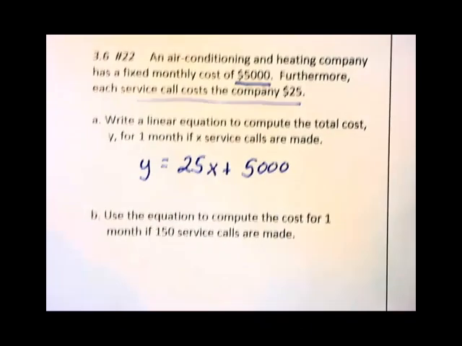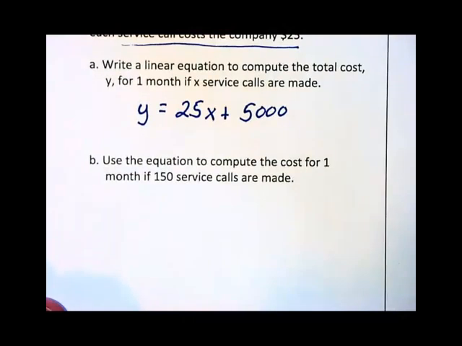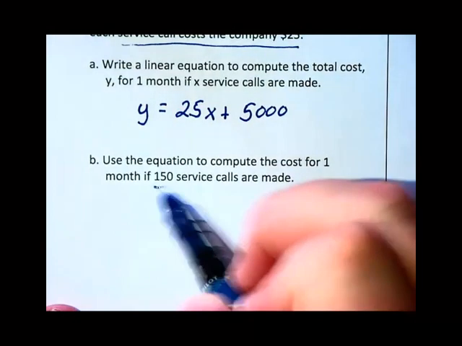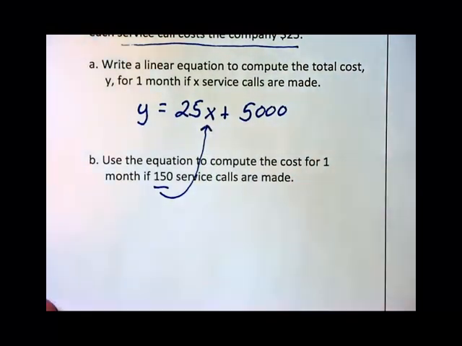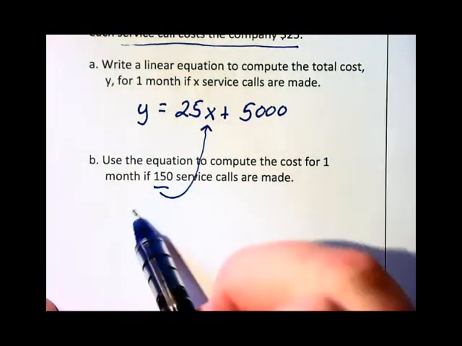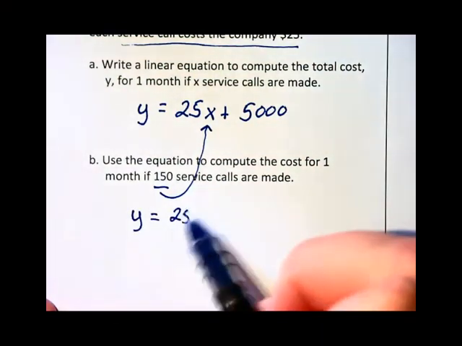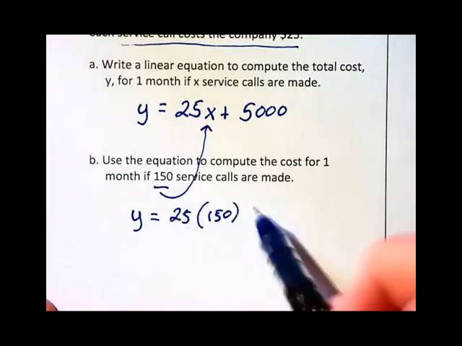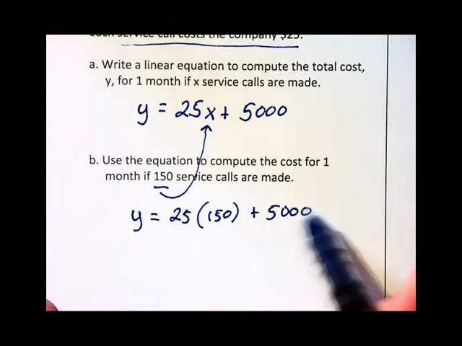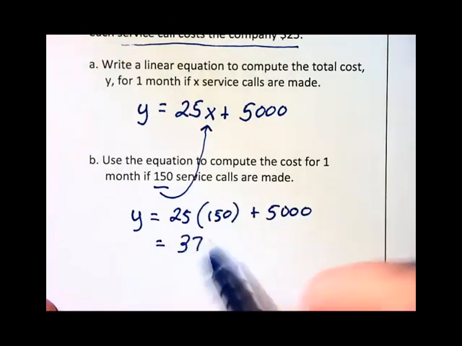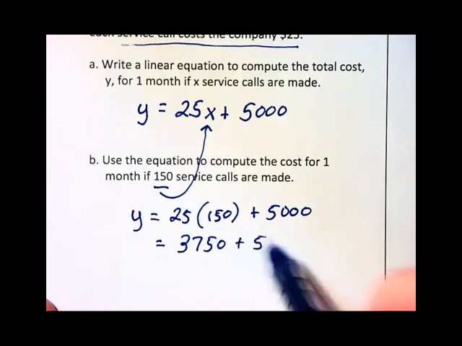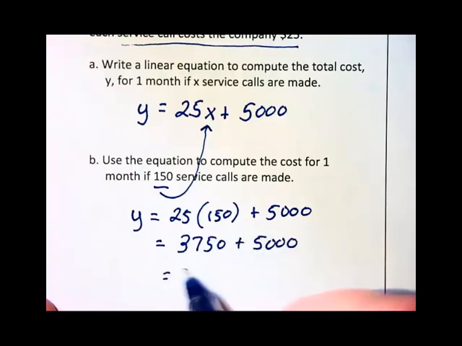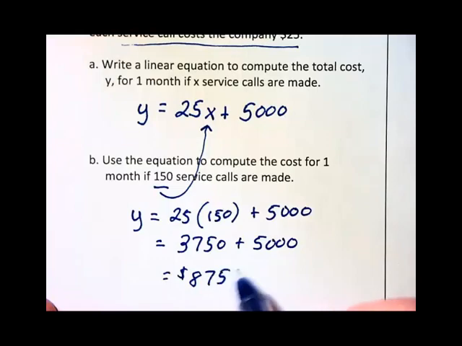Then use this when you have 150 service calls. There's our 150 getting substituted in for X. So Y will equal 25 times 150 plus the 5,000. 3,750 plus the 5,000, which gives us 8,750.